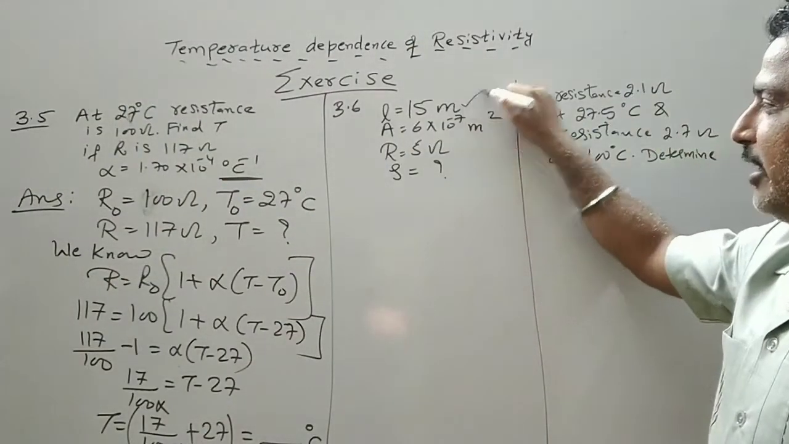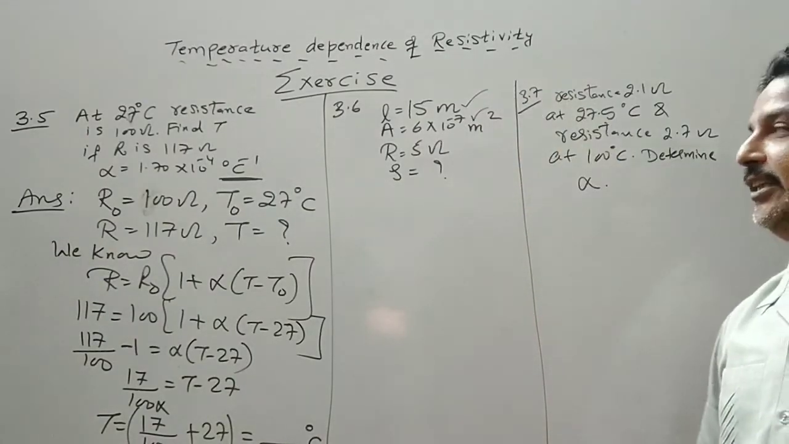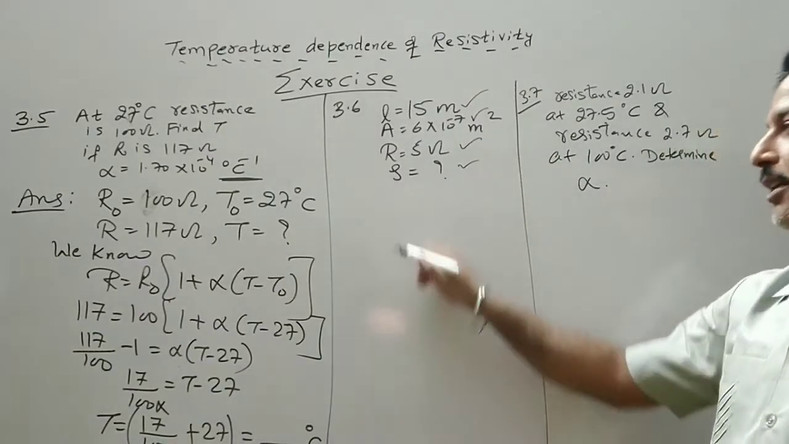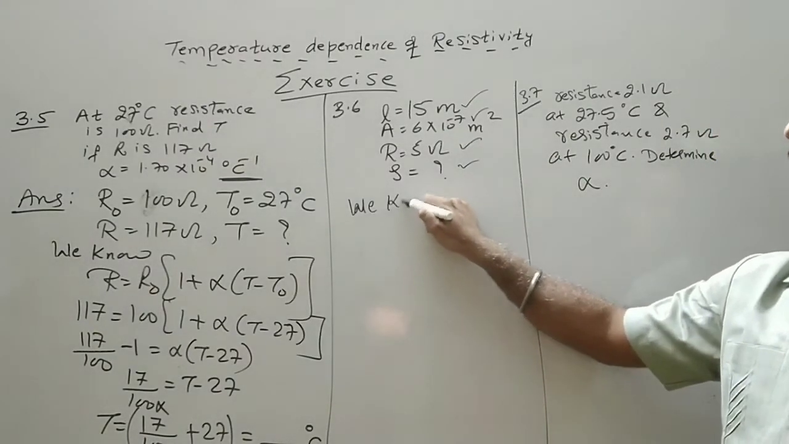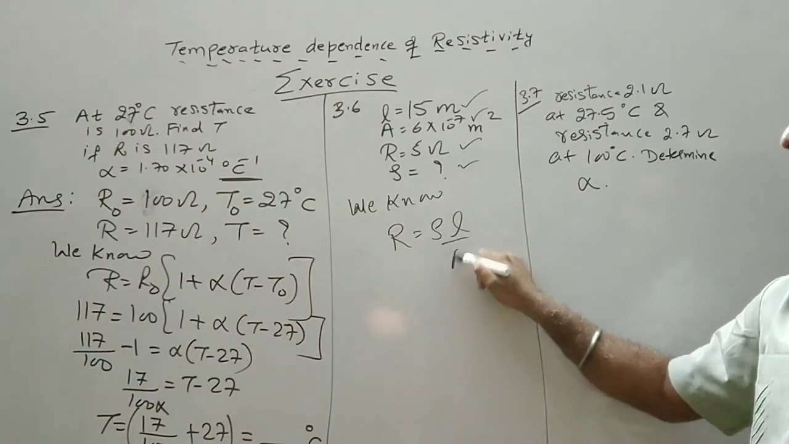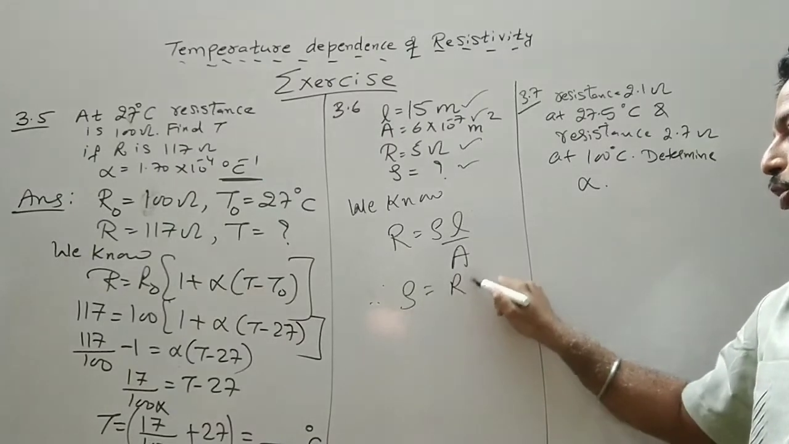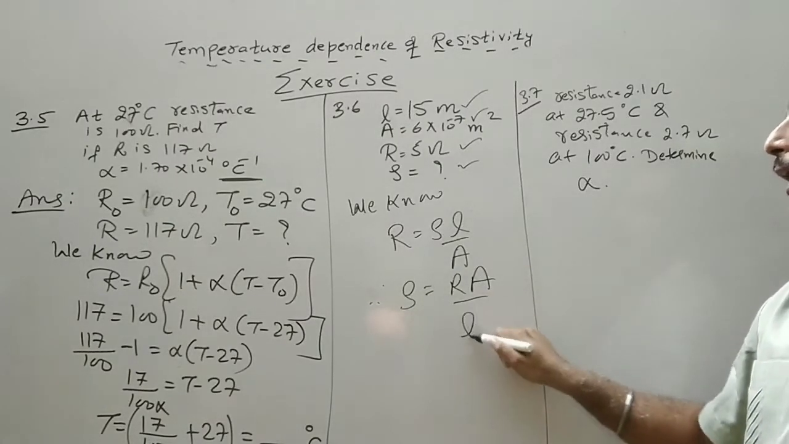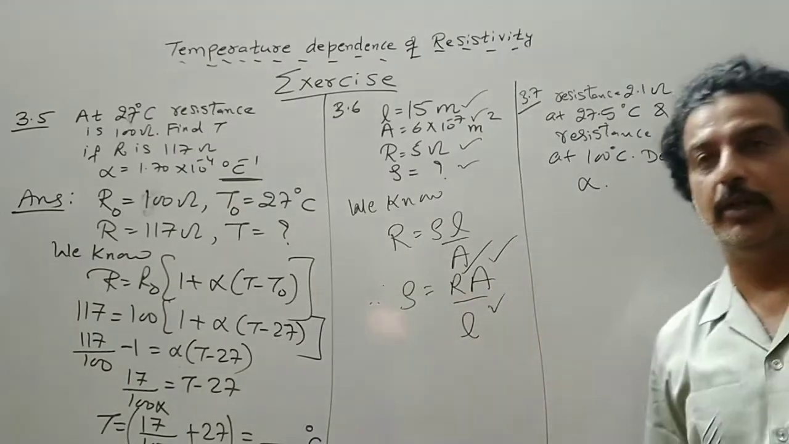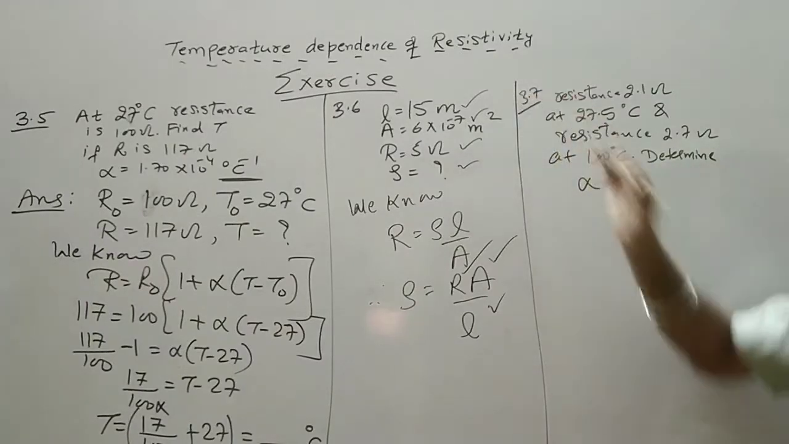The length of a conductor or a wire is given, the cross-sectional area is given, the resistance is given, and you have to find out the resistivity. So clearly we know that resistance is equal to rho L by A, and therefore rho is equal to RA upon L. So R is given, A is given, L is given. You substitute these values.